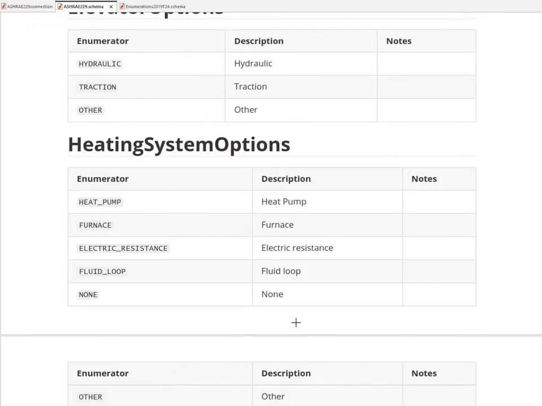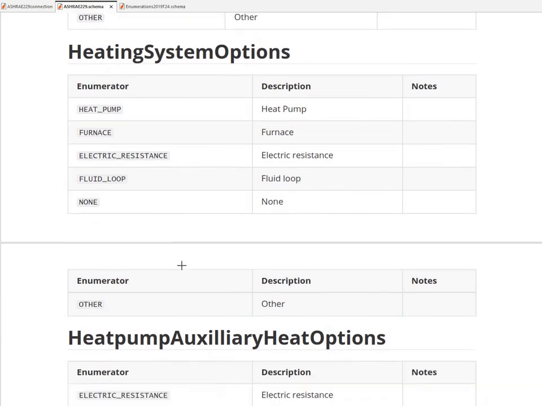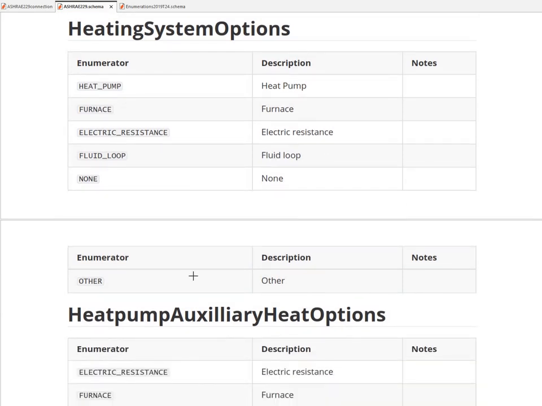So heating system options, also probably a list that you could have figured out. Basically heat pump, furnace, electric resistance, or fluid loop. And then there's none and other, just to be complete.